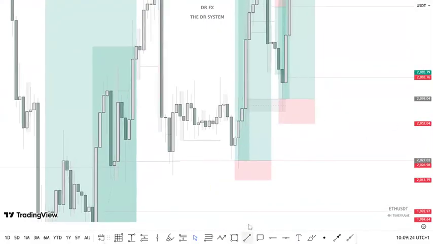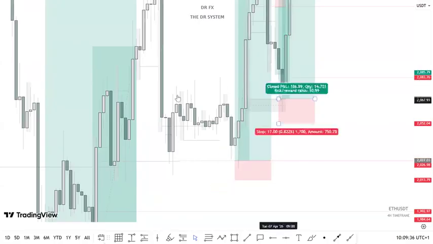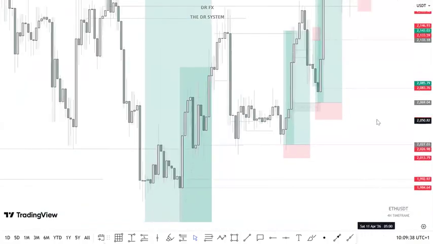For example, if you're choosing a 15-minute point of interest around here, you can have some sort of lower time frame structures around here, yes, on the 15 minutes. But choosing the point of interest right here on the H4 time frame is going to make the entire structure make sense. That's what I mean.